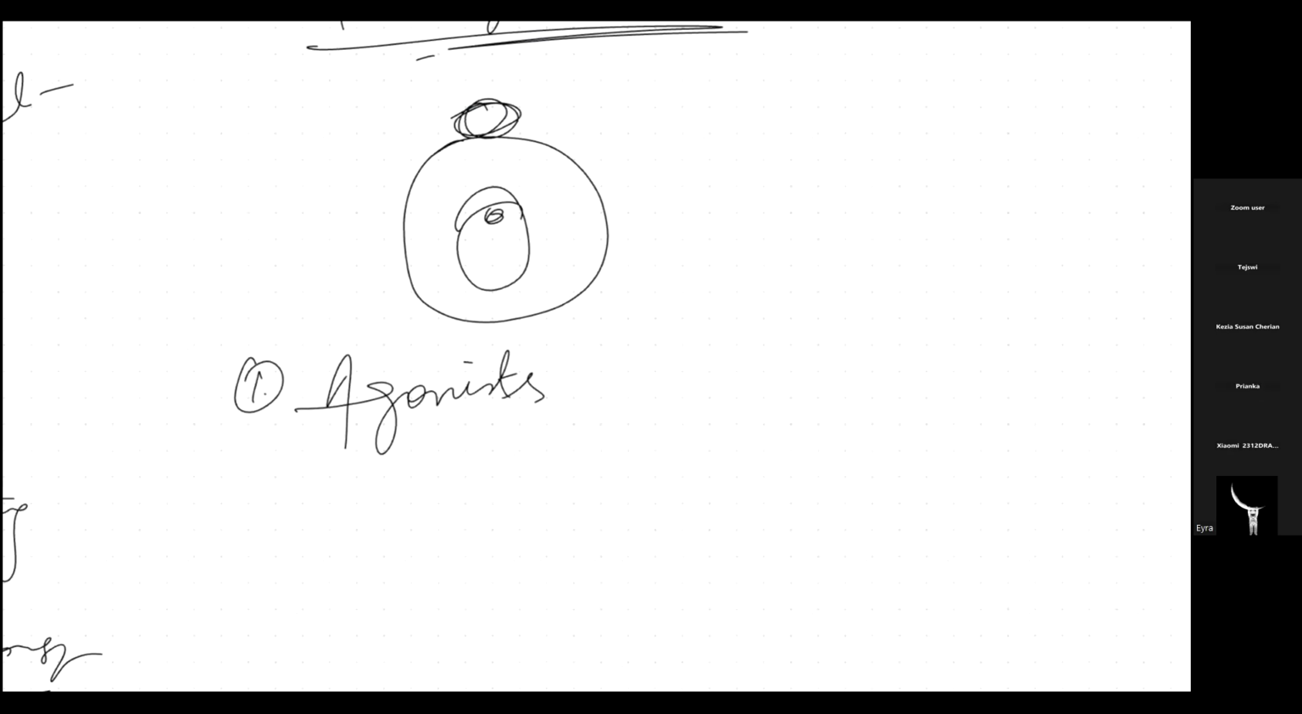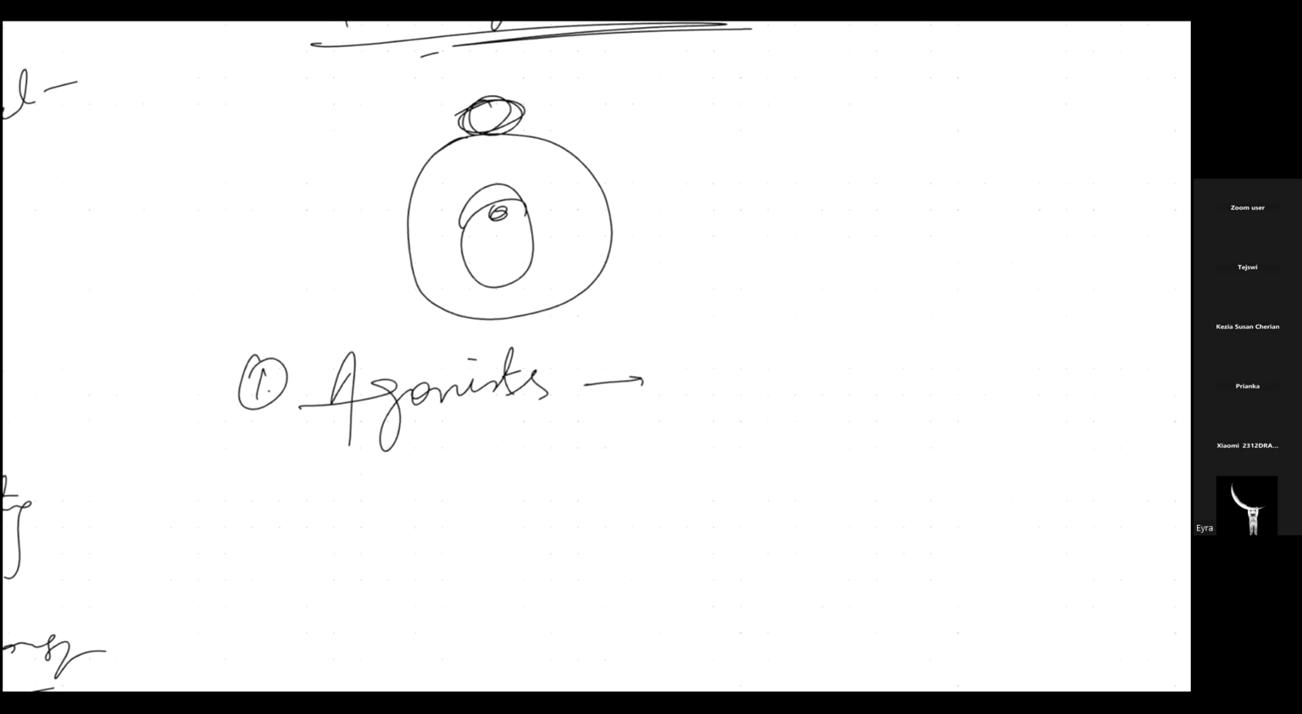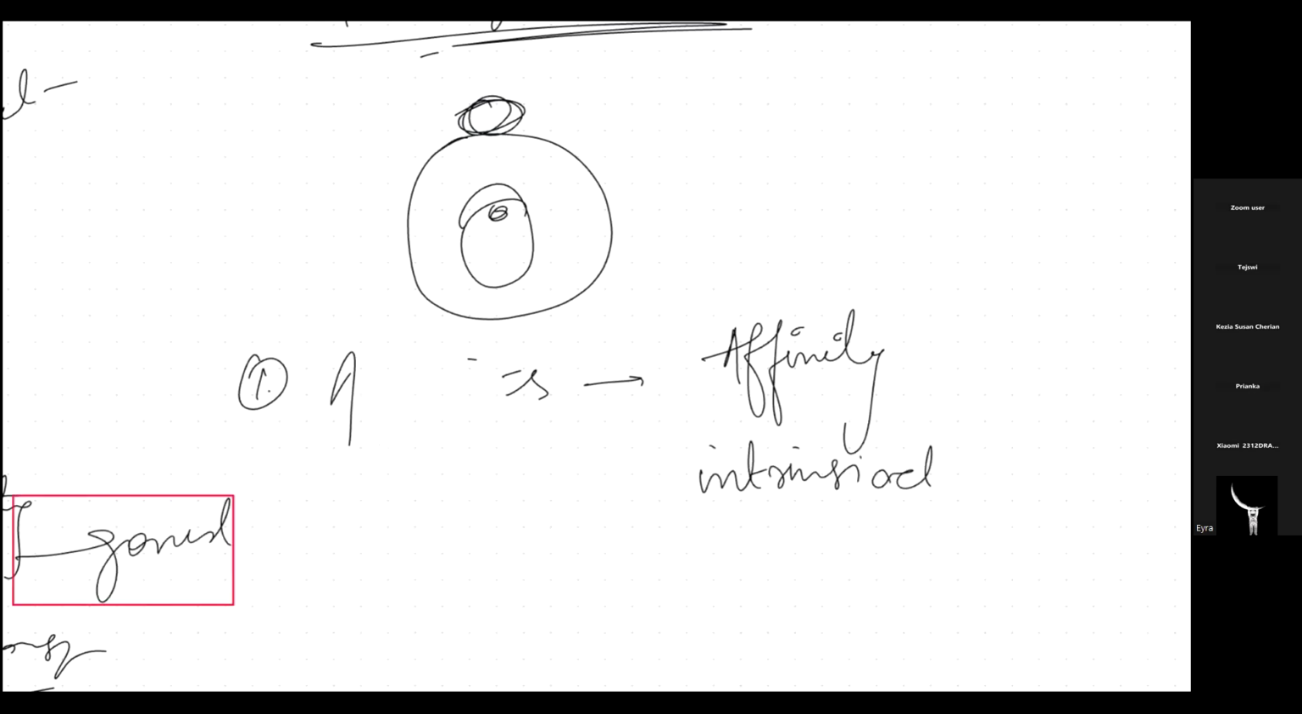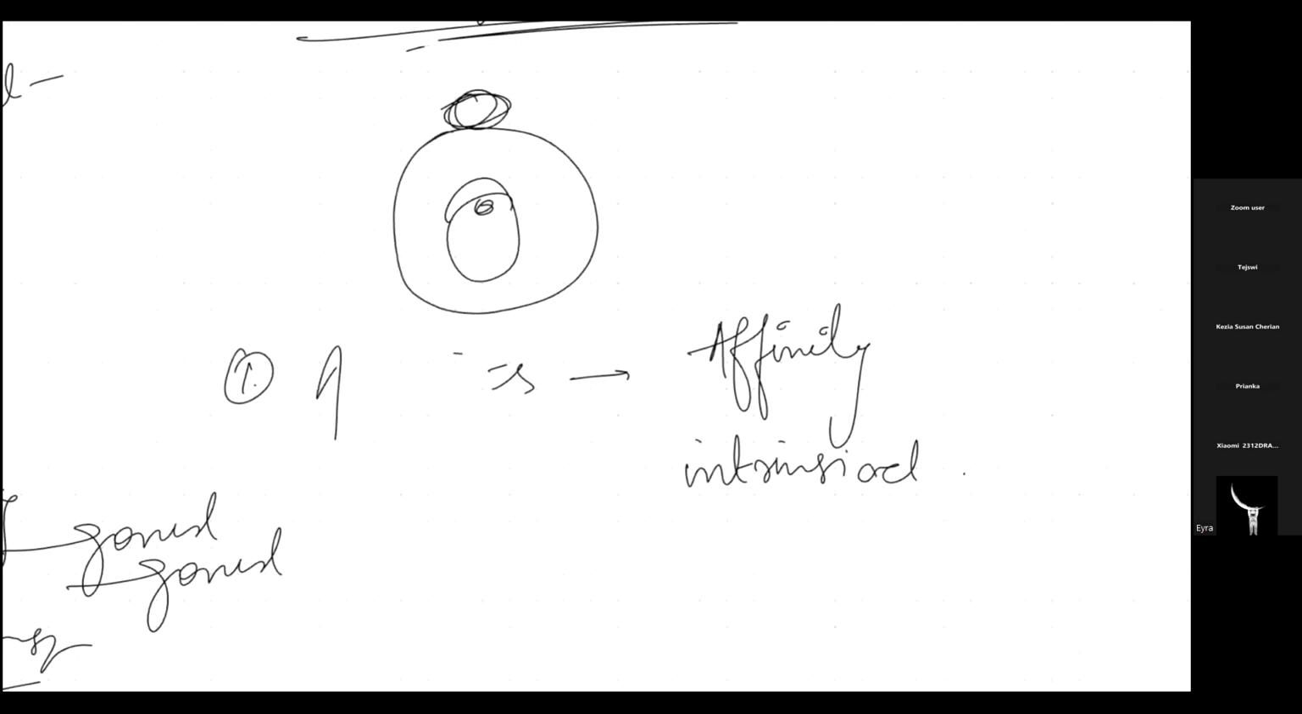I hope that you know what is affinity and what is intrinsic activity. So any drug which is acting as an agonist will have affinity as well as intrinsic activity. In case you don't know what affinity and intrinsic activity are, let's discuss that.